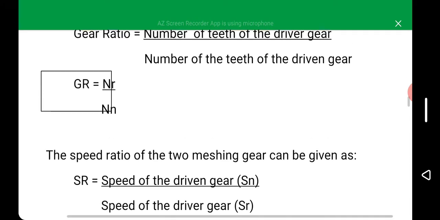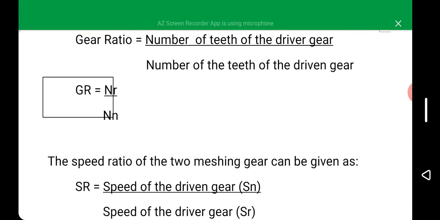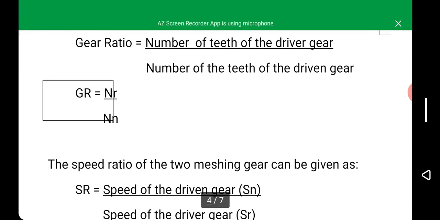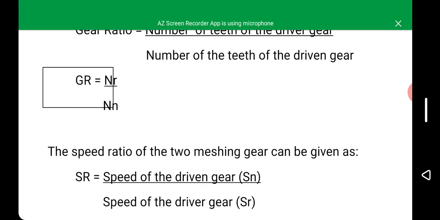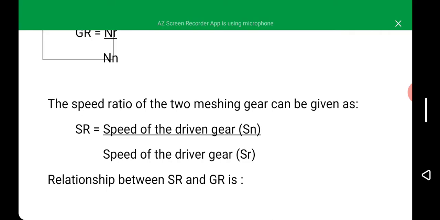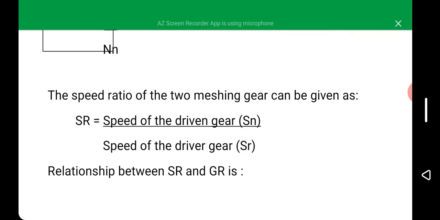So don't mistakenly put the number of driven at the numerator and the driver in the denominator, because you won't be able to get the correct answer when you are given a question. If you have 5 over 3 and 3 over 5, you know these two fractions cannot give us the same answer. So if you want to write 3 over 5 and you mistakenly write 5 over 3, it means that person is not expecting to get the correct answer.